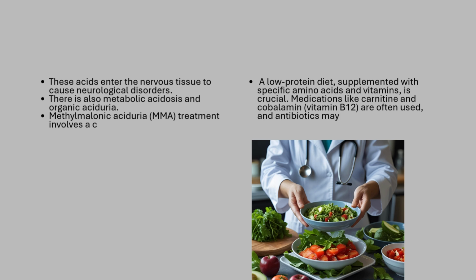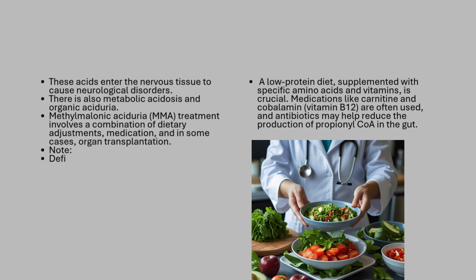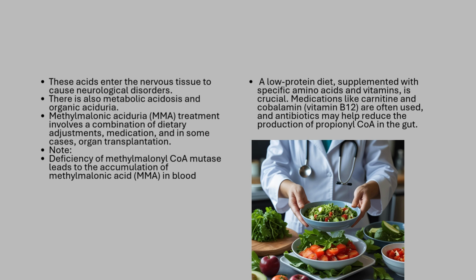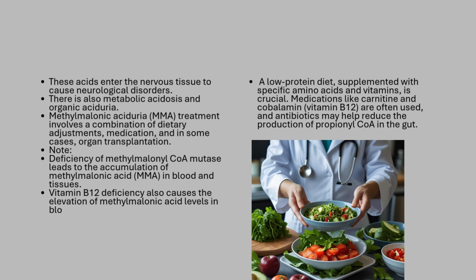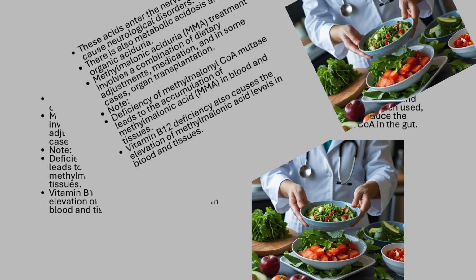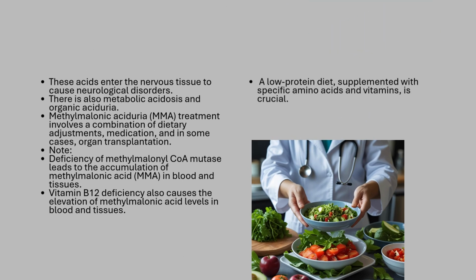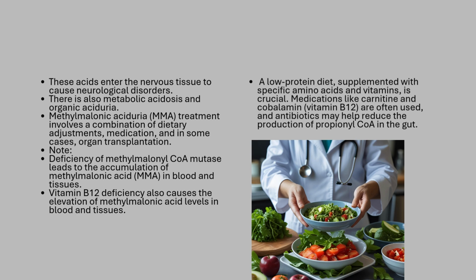Methylmalonic aciduria, MMA, treatment involves a combination of dietary adjustments, medication, and in some cases, organ transplantation. Note: deficiency of methylmalonyl-CoA mutase leads to the accumulation of methylmalonic acid, MMA, in blood and tissues. Vitamin B12 deficiency also causes the elevation of methylmalonic acid levels in blood and tissues. A low-protein diet, supplemented with specific amino acids and vitamins, is crucial. Medications like carnitine and cobalamin, vitamin B12, are often used, and antibiotics may help reduce the production of propionyl-CoA in the gut.